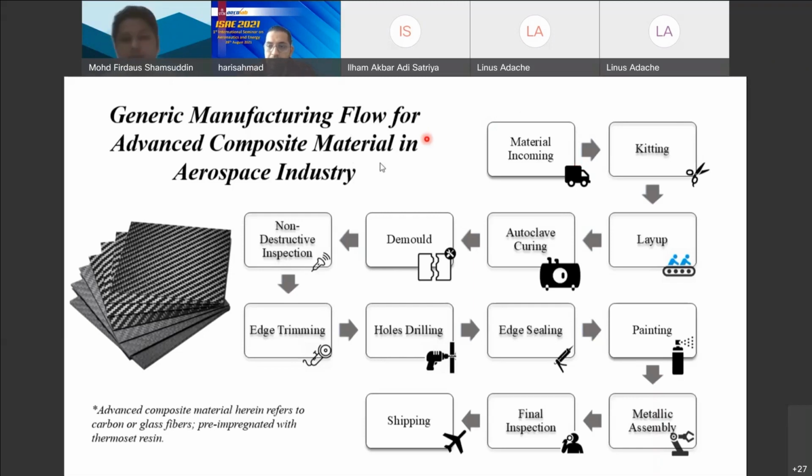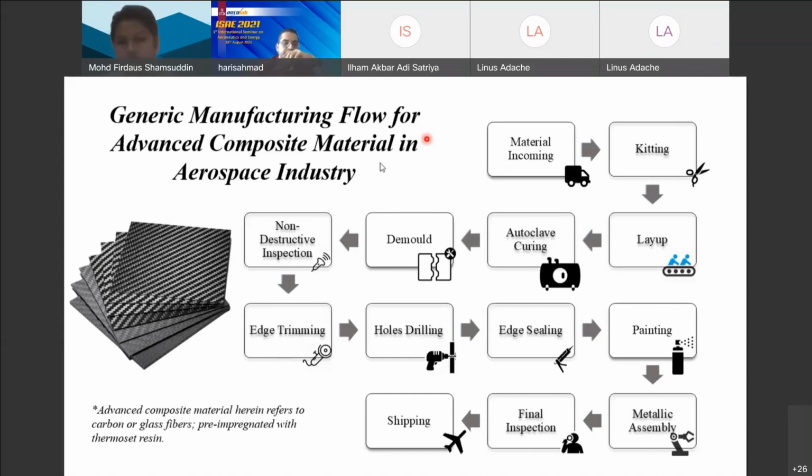Let me start again. The process starts with the material incoming, where we have the raw materials coming in bulk, and then we store it inside our storehouse, the prepared materials in a freezer. We keep it at minus 18 degrees C, and when we want to use it, we send it to the kitting department. They cut the material in accordance with the shape of the panels, and then it goes into layout. Since it is a pre-prep material, the layout that we do is hand layout, a manual process.